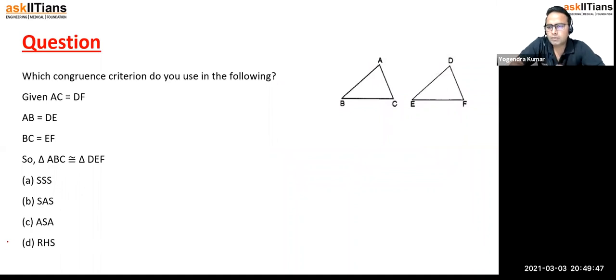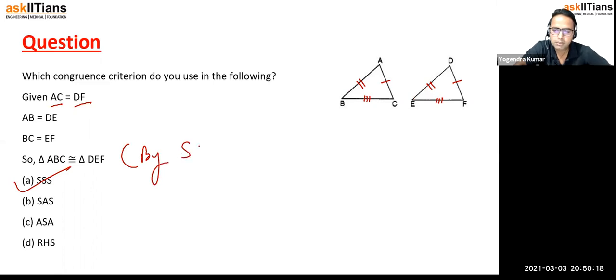Okay, now this one, which congruency criteria do you use in the following, right? So what is given? AC is equal to DF. AB is equal to DE, right? Now BC is equal to EF. So which criteria can you see? SSS, right? Very simple. They are congruent by SSS, right? This is what we are getting because the sides are equal. So this is what is there, right?